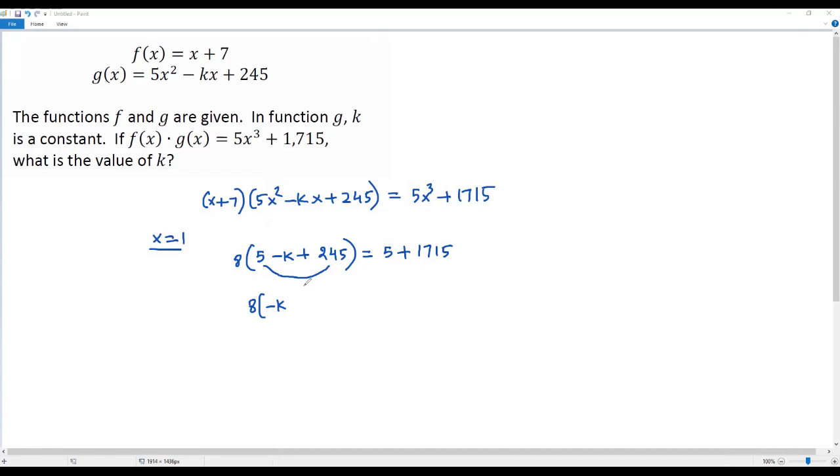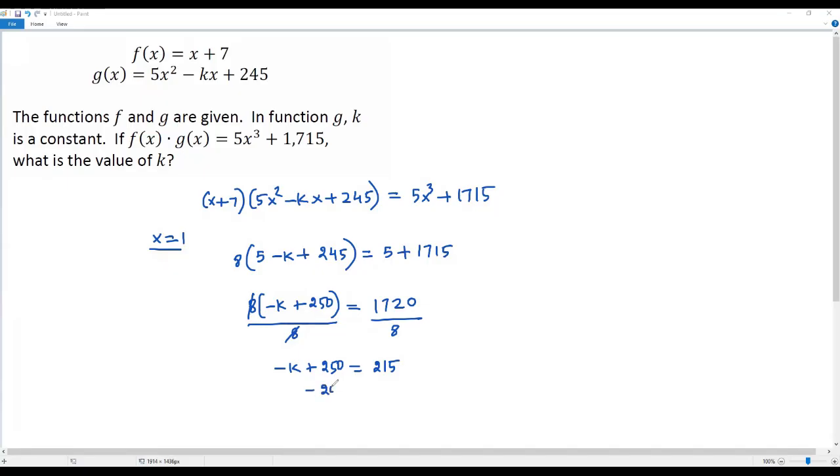When I combine this 5 and 245, I am getting 250 equals, when I add 5 and this value, I am getting 1720. Let me divide both sides of this equation by 8. Then this 8 will cancel out. We get negative k plus 250 on the left side. On the right side, when I divide 1720 by 8, I am getting 215.